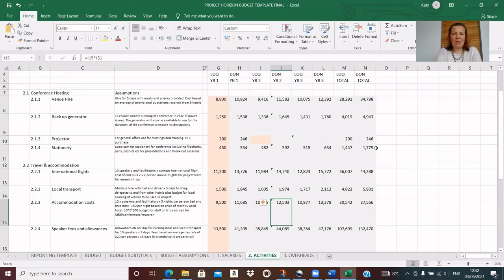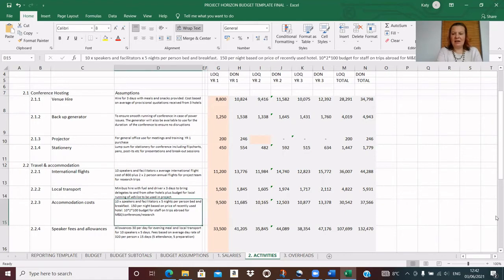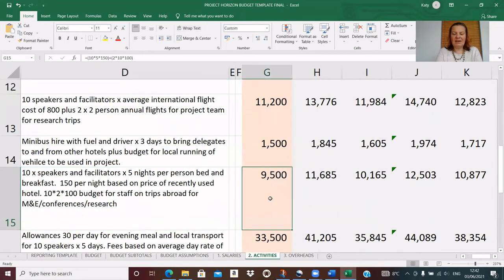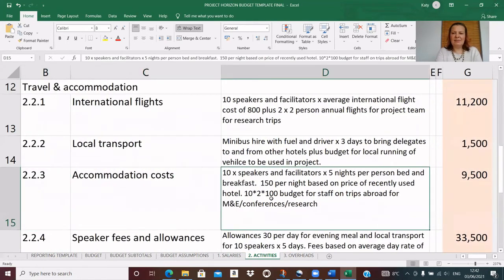But for example, here on my accommodation costs, I'll just make this a little bigger so we can read it easily. On my accommodation costs, I have said that I have 10 speakers and facilitators times 5 nights per person, and I've put that in at $150 per night based on a recently used hotel. Then I've also included 10 times 2 times 100 budget for 2 staff on trips abroad.